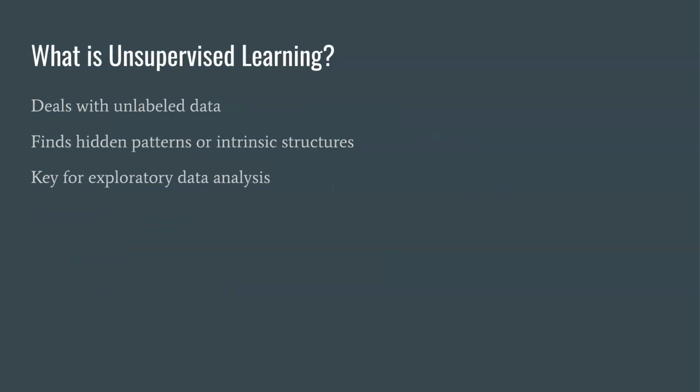What is unsupervised learning? So unsupervised learning is a type of machine learning that deals with data that doesn't have labeled responses. So unlike supervised learning, which has input-output pairs to learn from, unsupervised learning's goal is to find hidden patterns or intrinsic structures within the data. It is especially useful when we don't know what we're looking for in the data or when labeling data is too expensive or time-consuming.